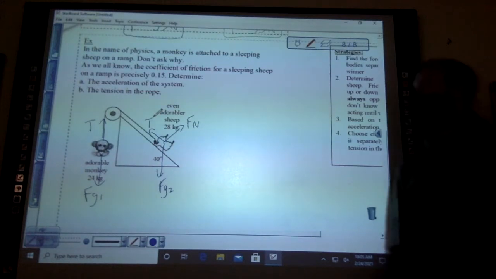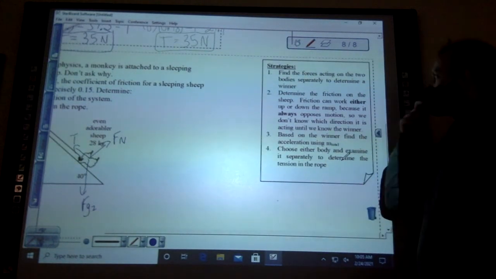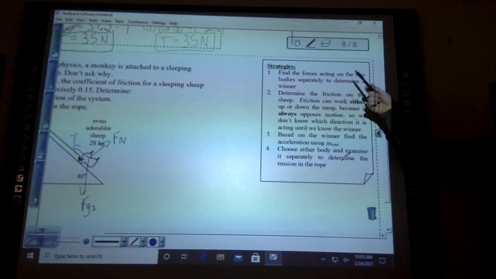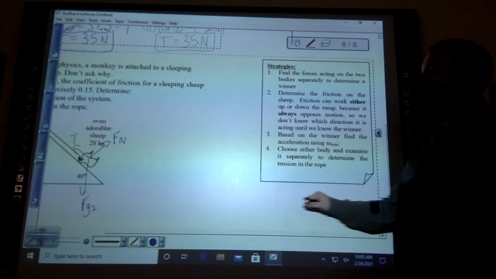So I don't know where that is yet. I need to calculate that. So notice here I've written out the strategy for this. This is what I did in the first one. This is what you need to do for all of them. First, we need to figure out what's the winning force.